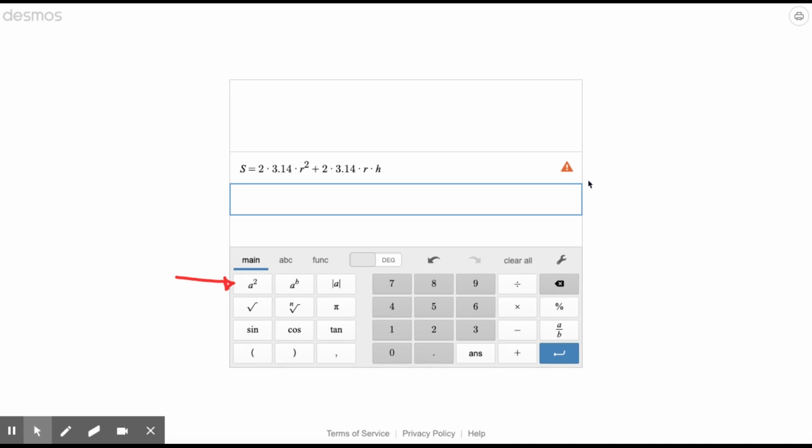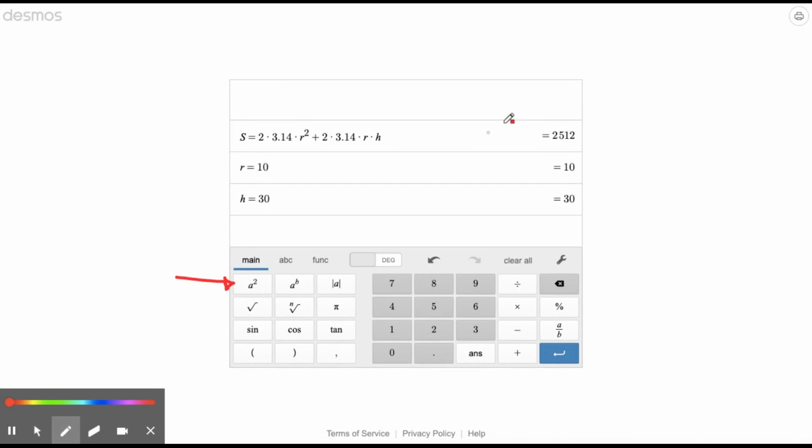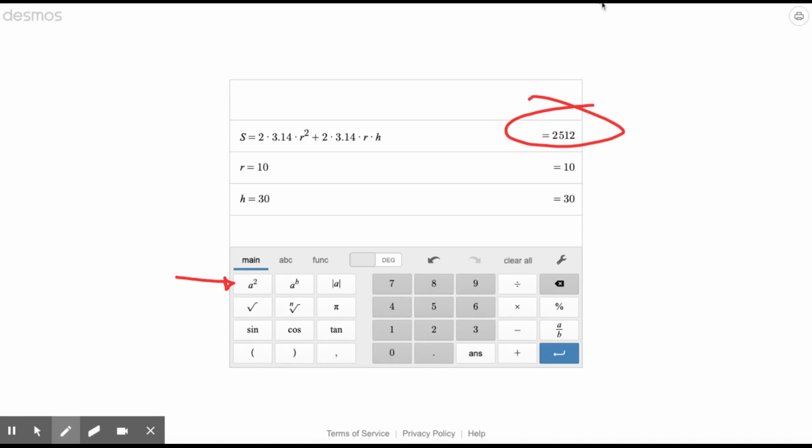And then we see that from our problem, our radius is equal to 10. Our height is equal to 30. So we see that our total surface area then is 2,512.